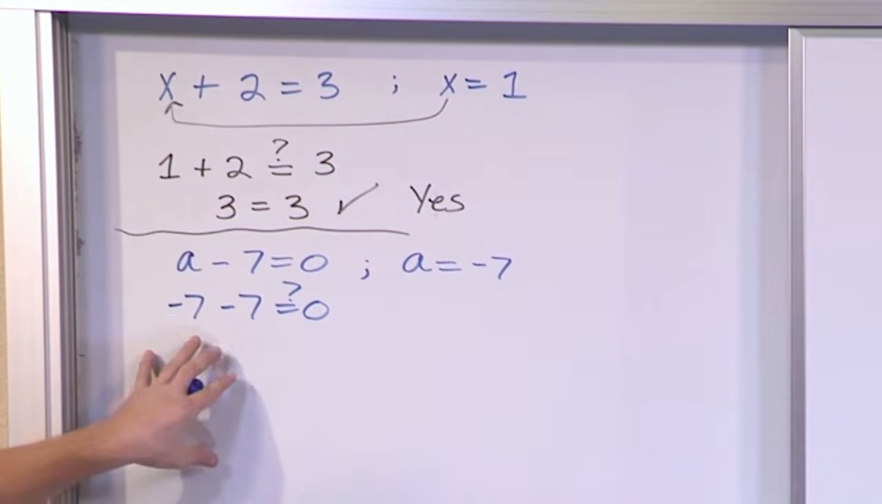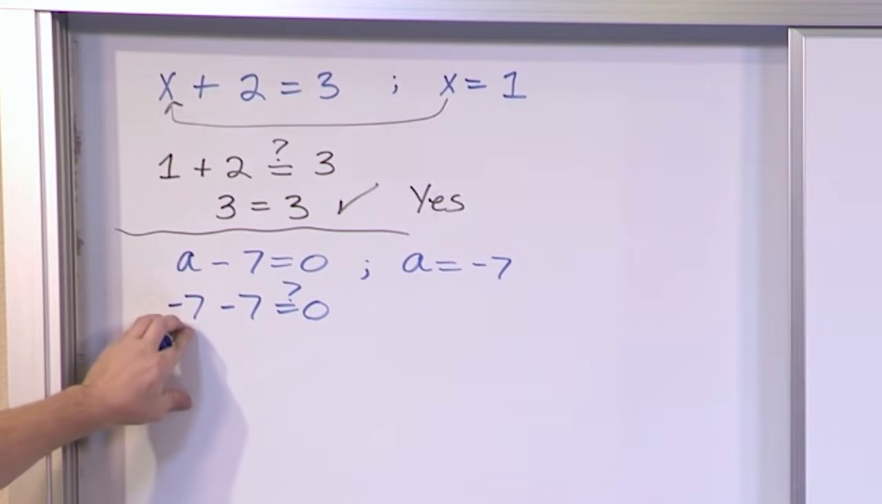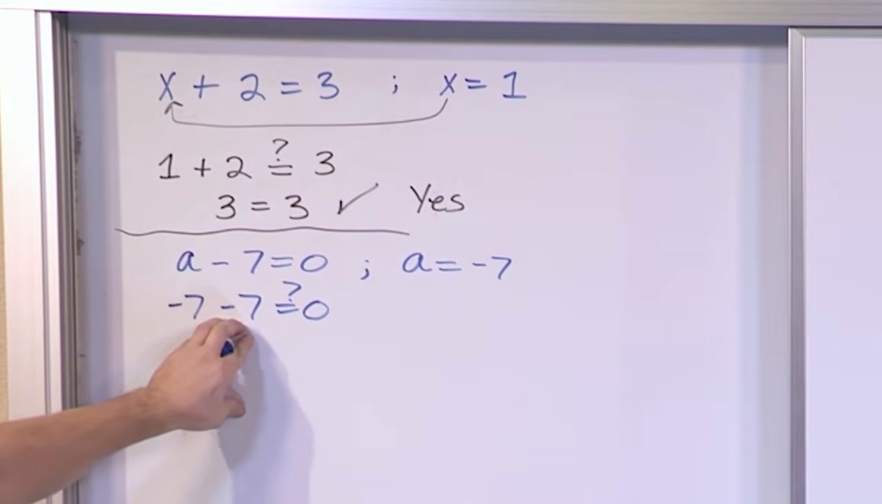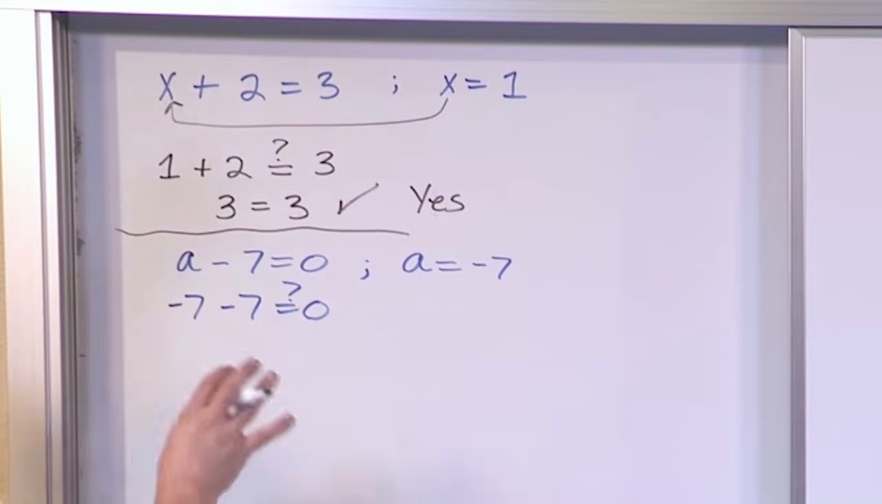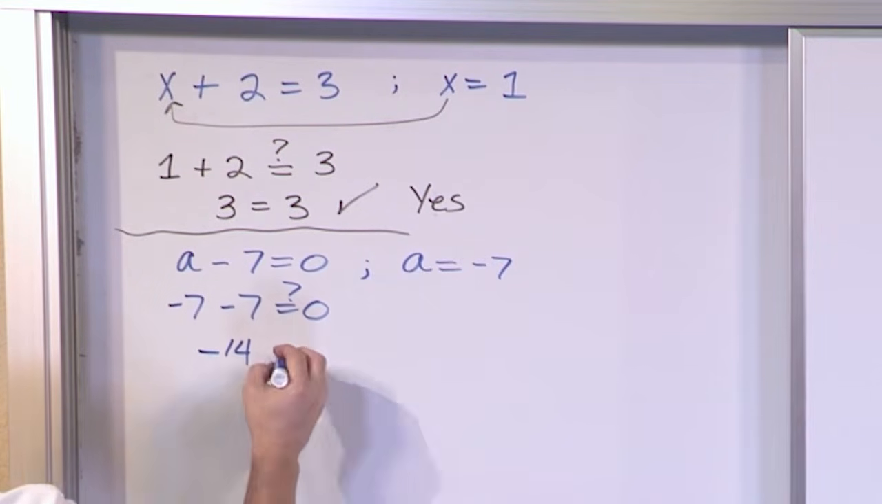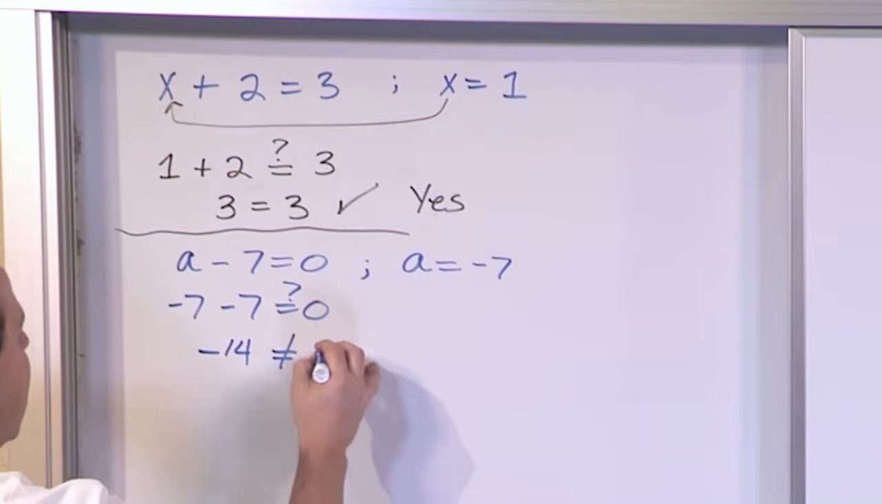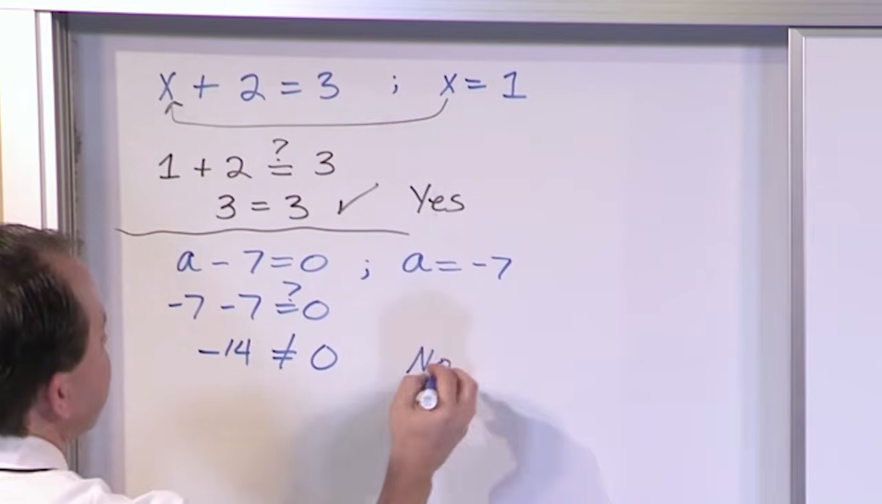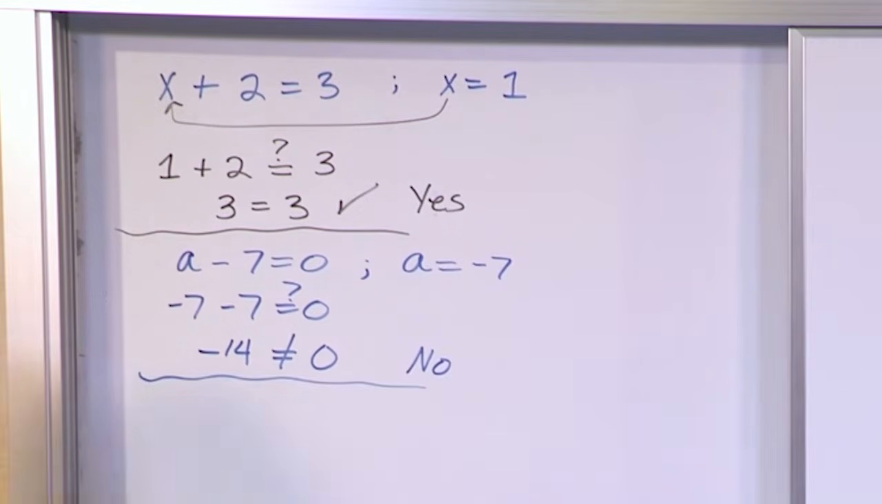Well, if we go back to adding and subtracting numbers, we're already starting with a negative 7, and we're subtracting 7 more. So based on what we've done in previous lessons, you should realize that this is negative 14. And this is definitely not equal to 0, so no, this is not the solution to the equation.